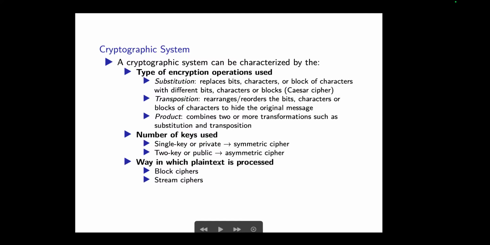All right, so then we have various systems, and various ways of making the encryptions. This is a list of different ways of changing the plain text into ciphertext. And the simplest one is substitution.